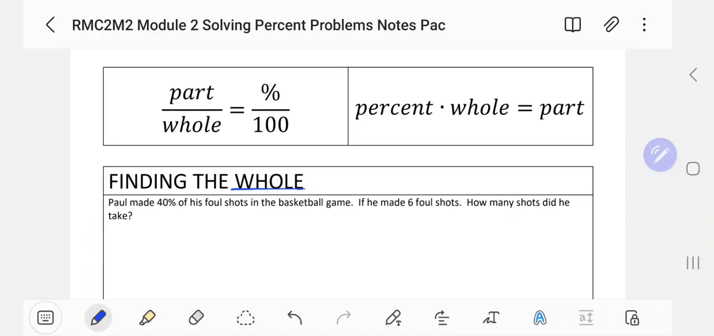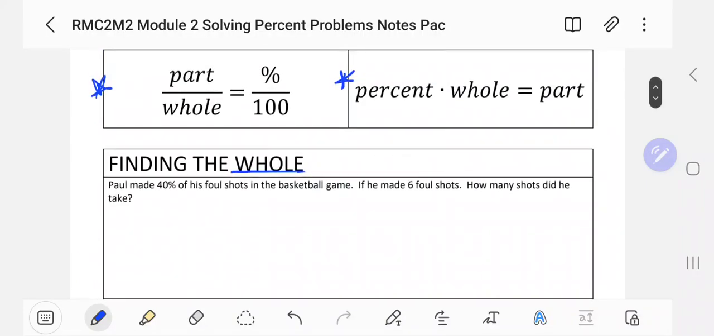All right, just a little reminder. Here's my proportion. Here's my equation, and we can do it either way. In this case, we are looking for the whole. We're looking for what it started with, so that when we took the percent and we got that little answer, we're looking for what we start with. So let's read this one.